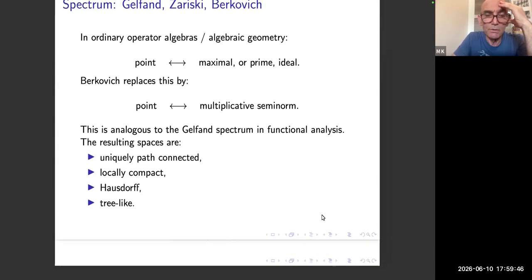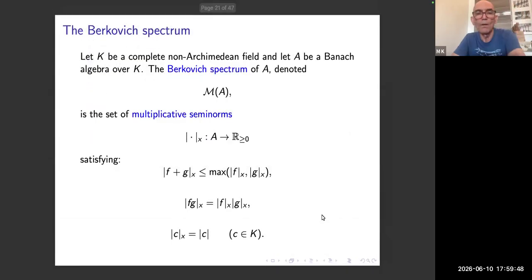and then see what we can do with that. Okay, so now the definition of this Berkovich spectrum. So if you take a complete non-Archimedean field K and a Banach algebra over K.